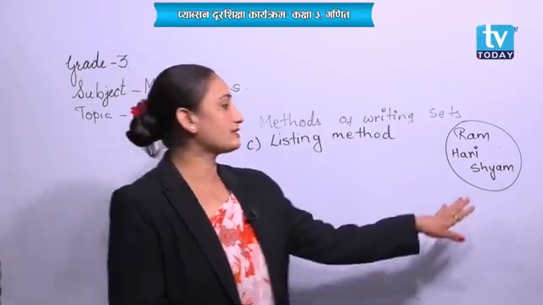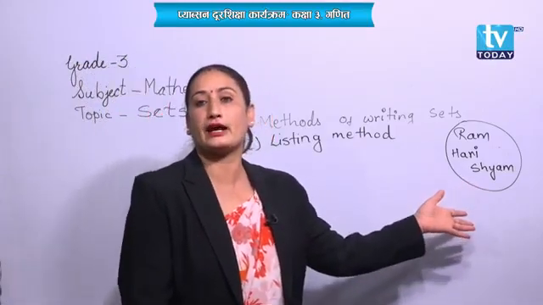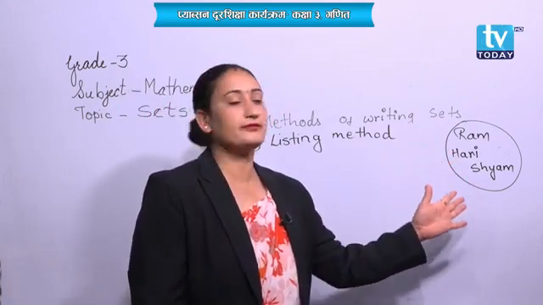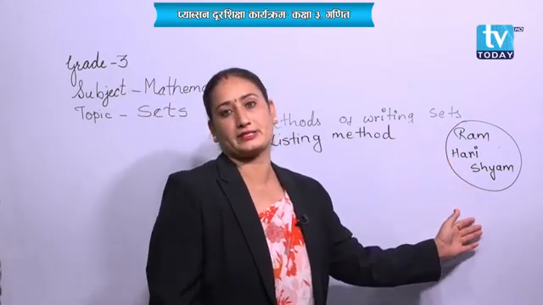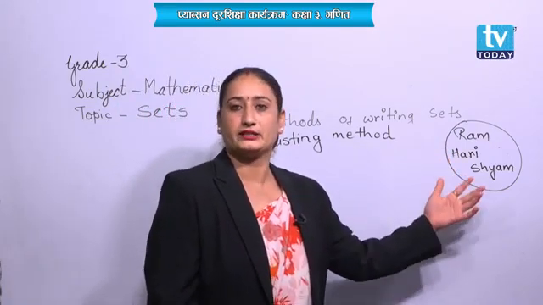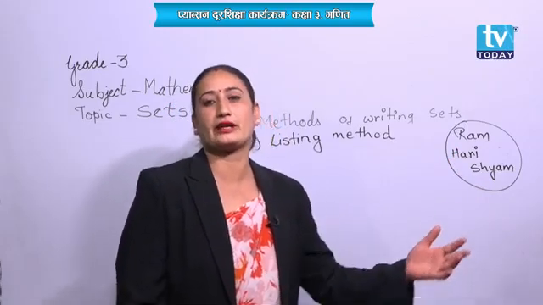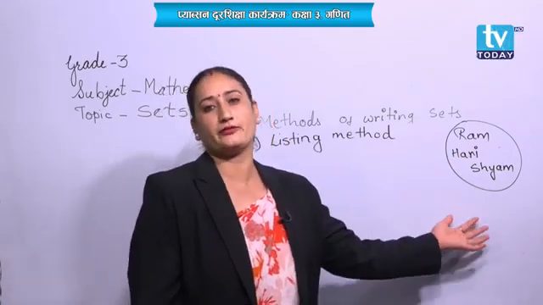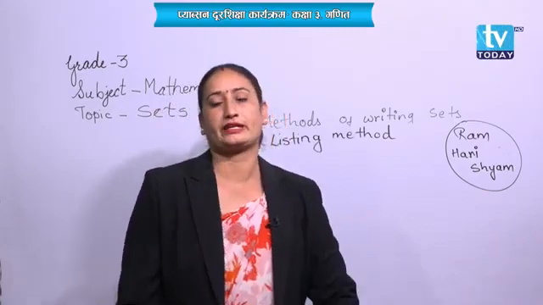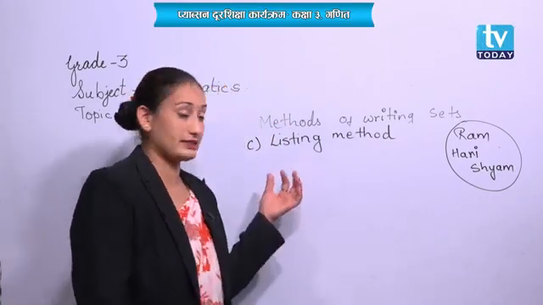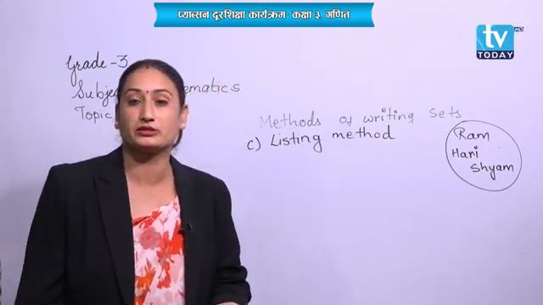If you want to write through the descriptive method, then how to write? The set of 3 friends. We can write it, right? The set of 3 friends, or you can write the set of names of 3 people. We can do it that way also. But here, how to list out?